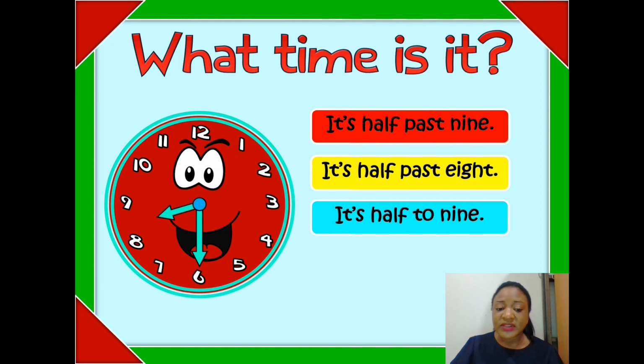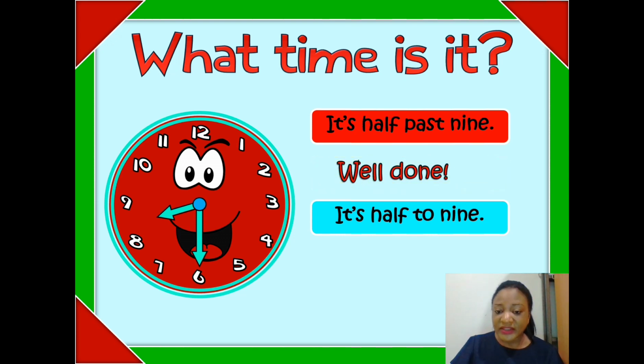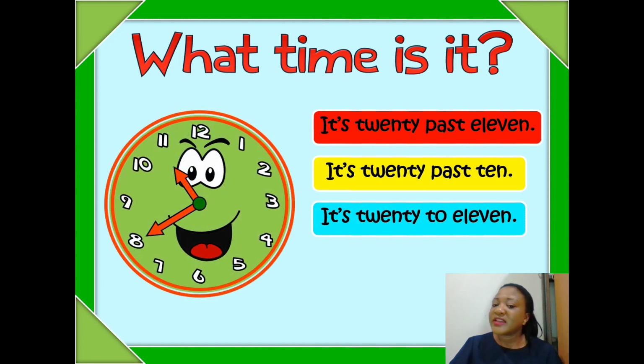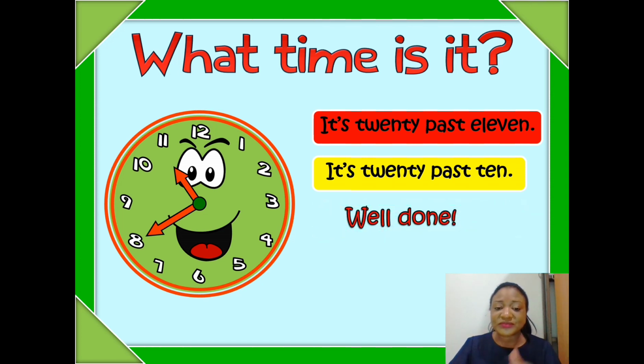1, 2, 3, 4, 5. Because it's 8:30. Well done. Next. What time is it? Is it 11:20? Is it 10:20? Is it 10:40? What time is it? 1, 2, 3, 4, 5. Of course, it's 10:40. Well done.